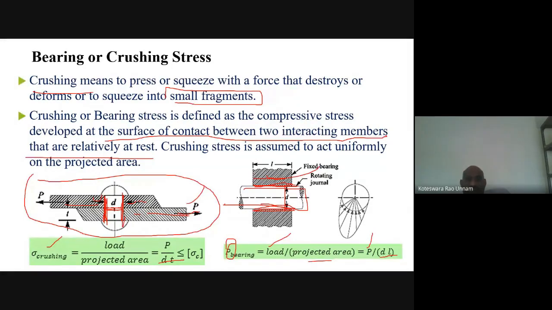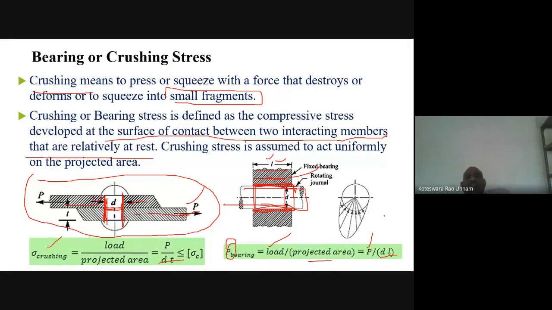Where L is the length of the shaft, or the portion of the shaft which is enclosed within the bearing. Only this length you need to consider, not the total length of the shaft. That's why this is shown as L here. So L is not the length of the shaft, it is the length of the bearing, and D is the diameter of the shaft.